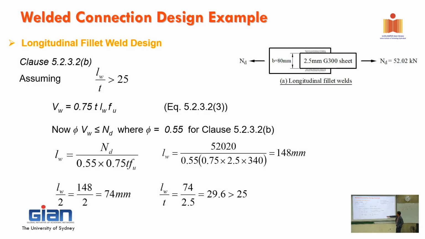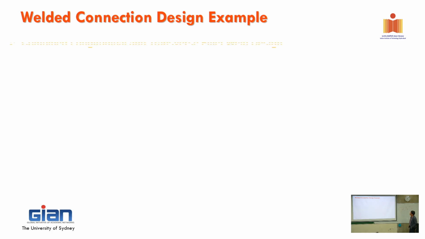Then we check again with that assumption that we made at the beginning. It's 29, so it's good. So our assumption is good. And if it's no good, we have to do it again, the other way around. So our assumption is good.